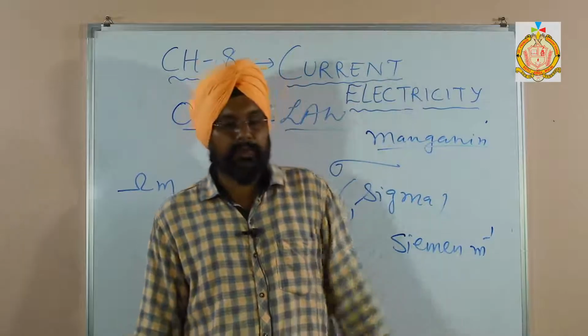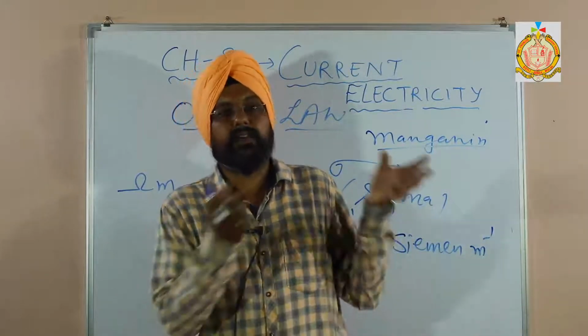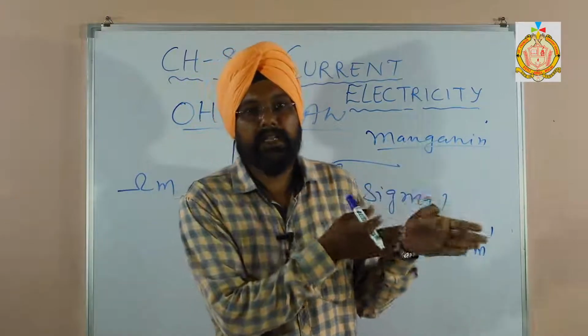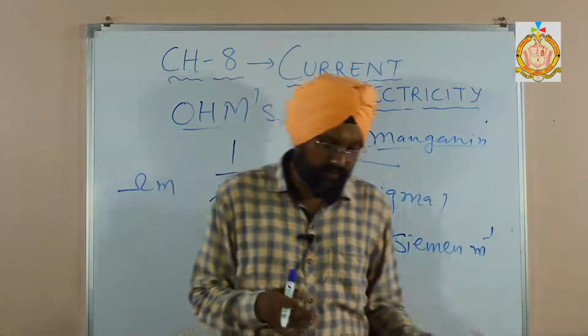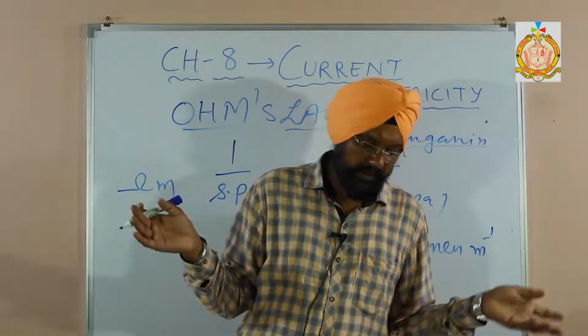Now name the filament of the electric bulb. Which type of filament is there in the electric bulb? That is tungsten. We use tungsten. Why is tungsten used? It has a high melting point.